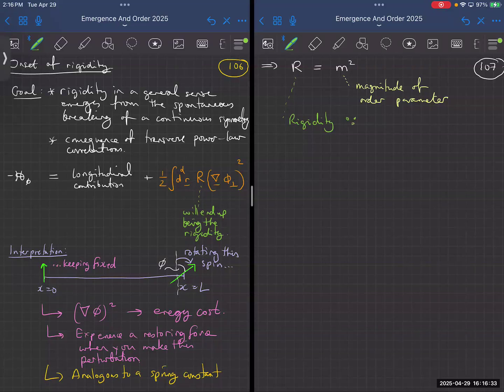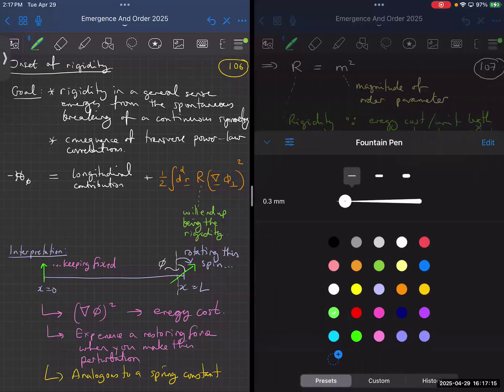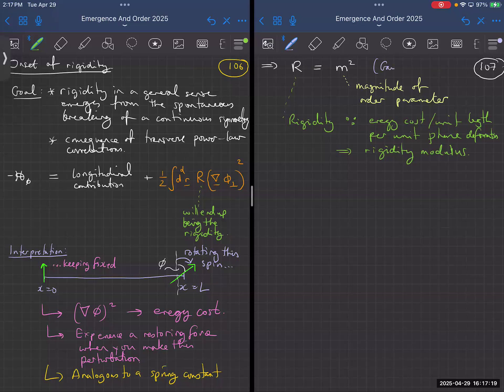Why is it a rigidity? Well, it tells you the energy cost per unit length, per unit phase deformation. And so this is basically something like a rigidity modulus, like a shear modulus or a Young's modulus or something like that, but it's the spin analog of that. We've calculated this, and this calculation is true in Gaussian theory. This is true only in the Gaussian approximation, because we did the calculation for the fluctuations in the Gaussian approximation.